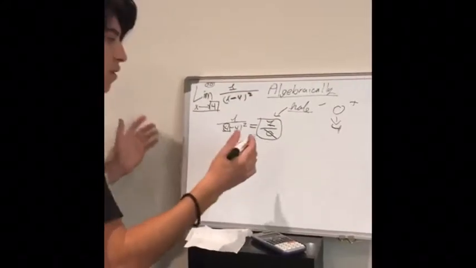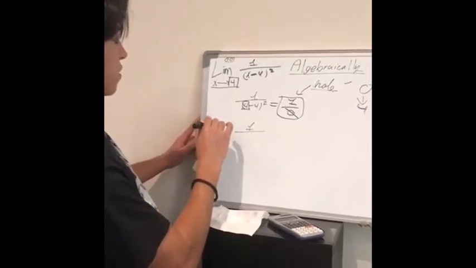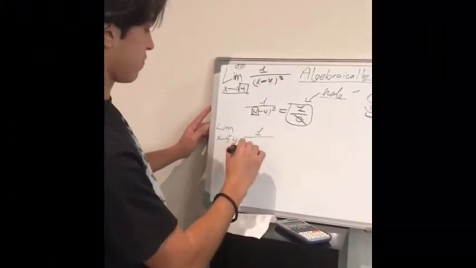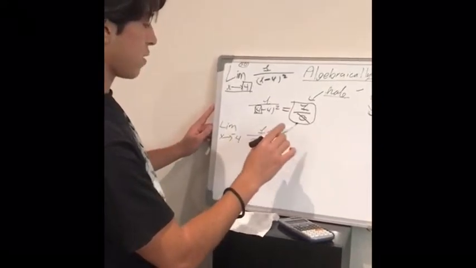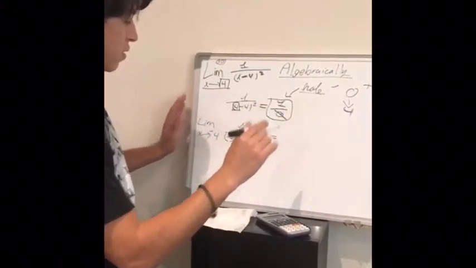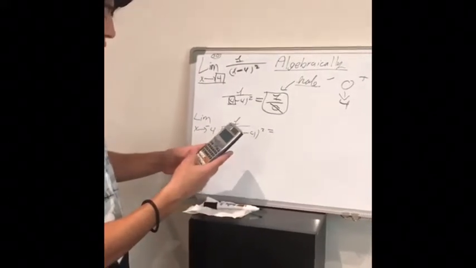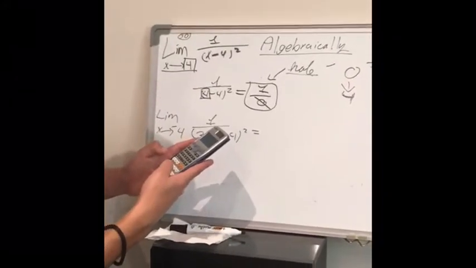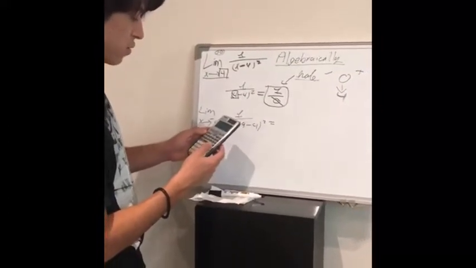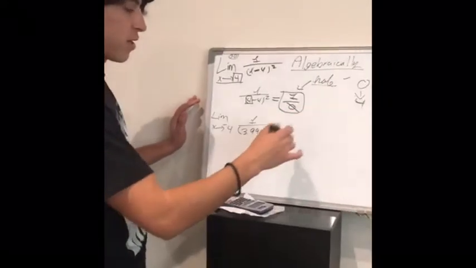So you can use whatever number you want. In this case, for the limit from numbers that are less than 4, I'll use, I don't know, 3.99 as my x value. 3.99 minus 4, squared, you need to plug it into the calculator. 3.99 minus 4 squared gives you a positive number. So the exact answer that you'll get, it doesn't matter.